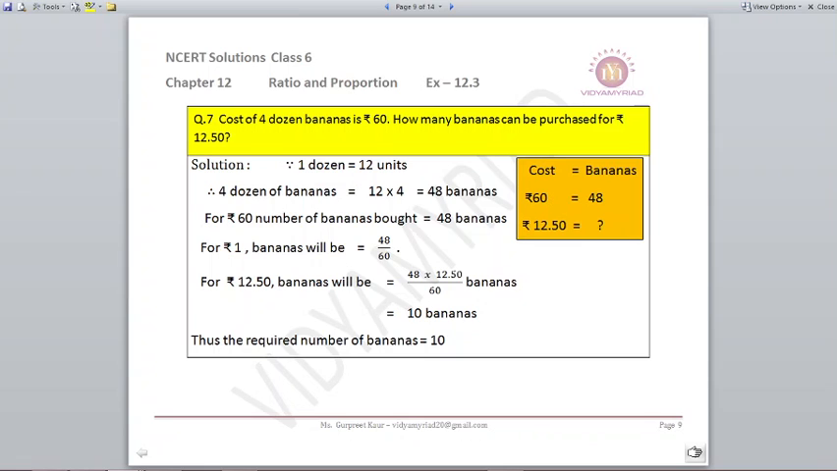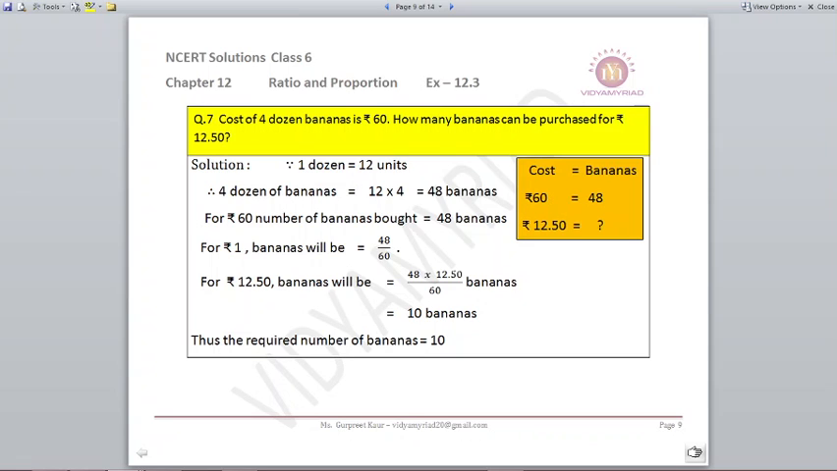Question number 7. Cost of 4 dozen bananas is rupees 60. How many bananas can be purchased for rupees 12.50? Now they have given the cost in the place of dozen, and we know that in 1 dozen there are 12 units or 12 pieces of the banana. How many dozens are they telling about? 4 dozens. So how many bananas will it be? 4 multiplied by 12, that is 48 bananas.